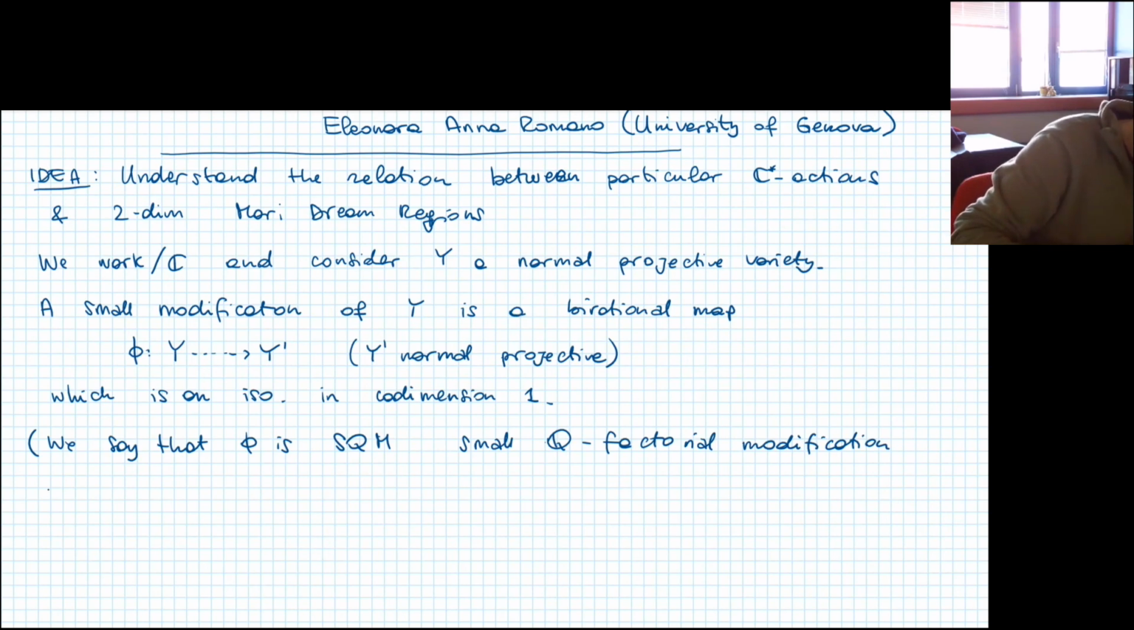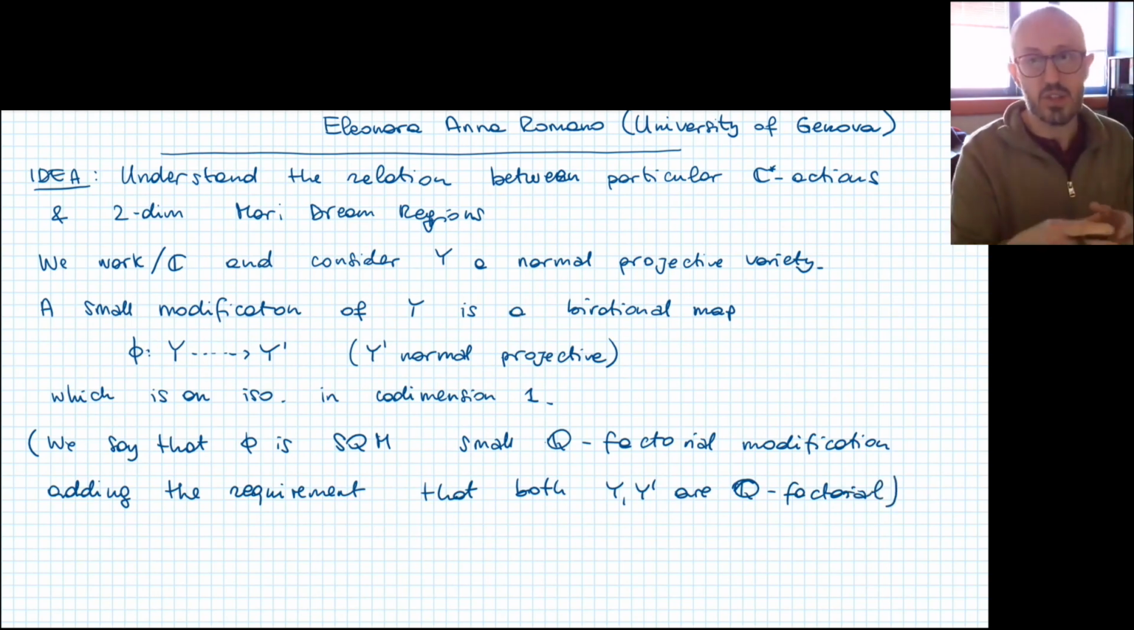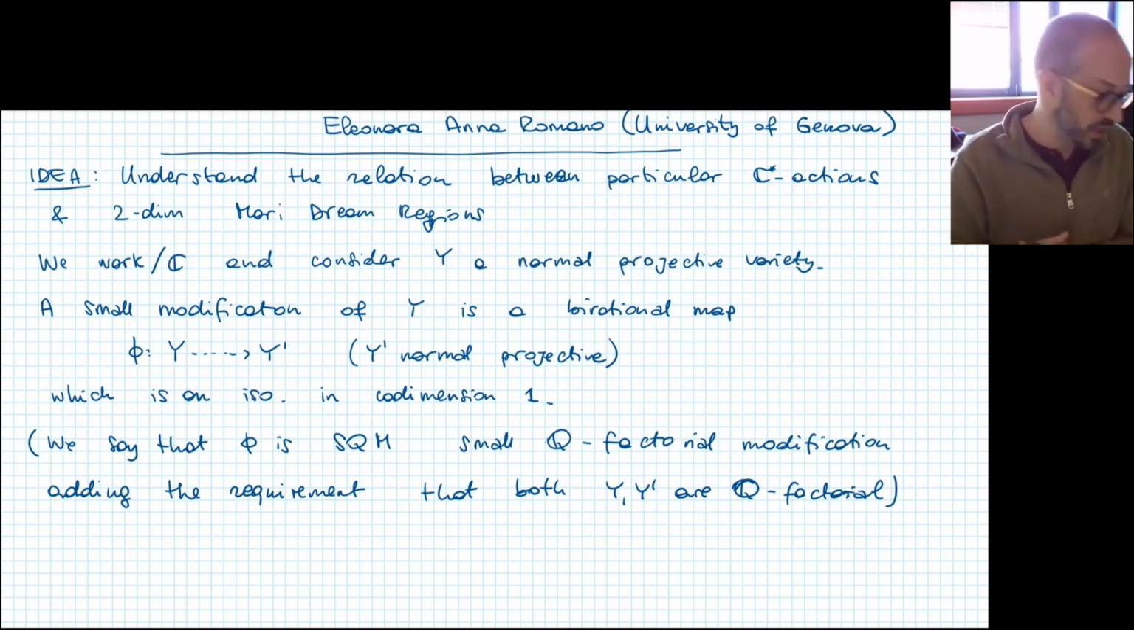And adding the requirement that both Y and Y prime are Q-factorial. So in particular, we want that every Weil divisor is Q-Cartier when we talk about the variety.